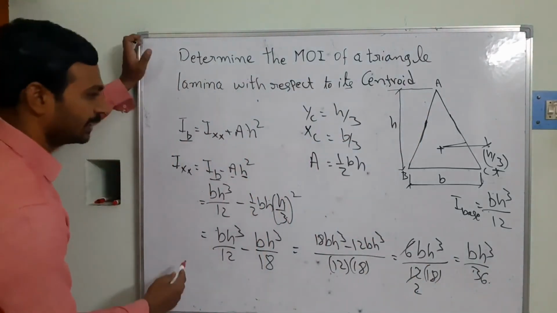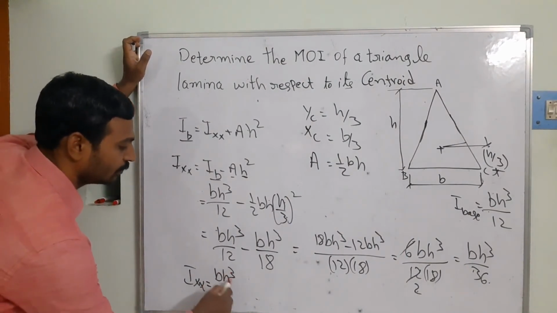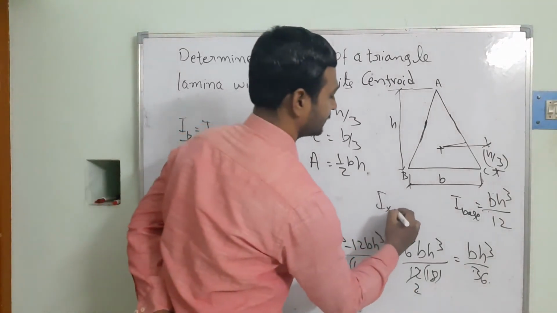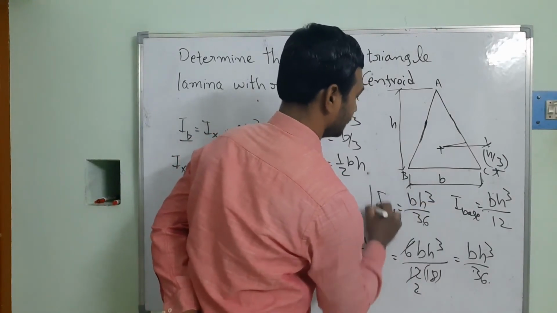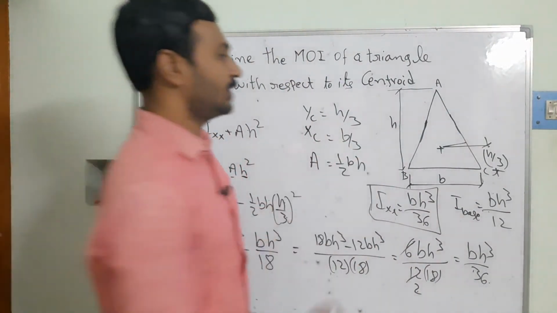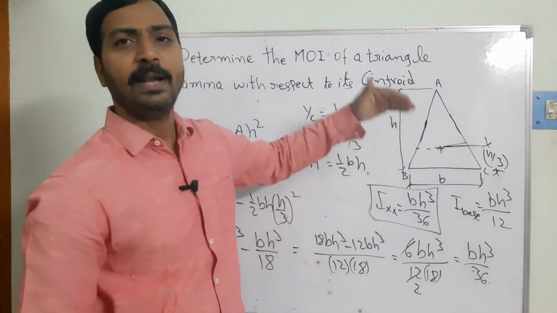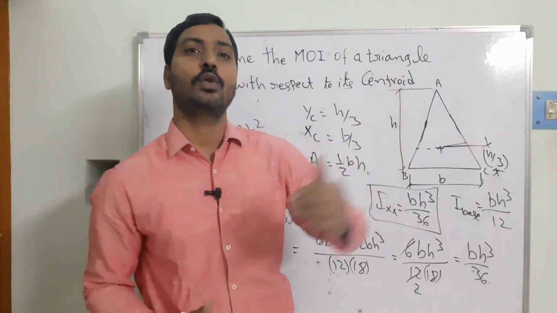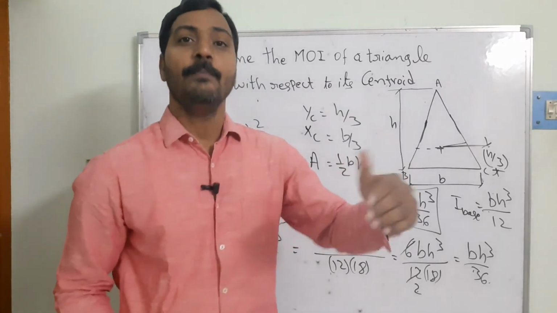So IXX is equal to bh cube by 36, we got it. This is the way we calculate the moment of inertia. It represents, with respect to this axis, how the area is distributed. Suppose you apply bending forces, and the beam is made with a triangular cross section, then you start applying the load on it. This is the amount of area contributing to resist the bending forces.